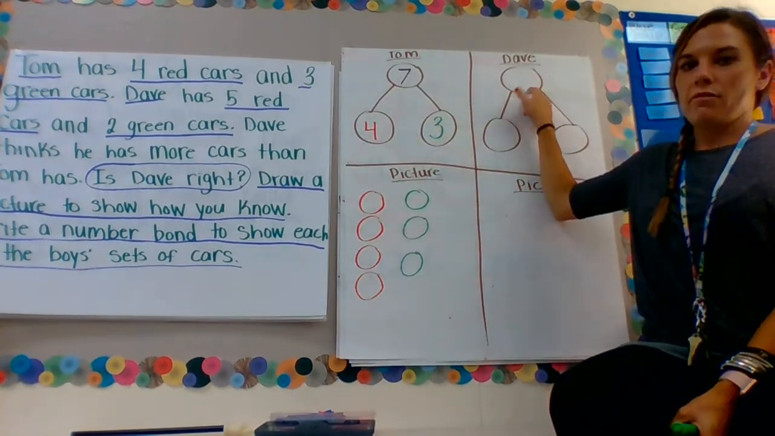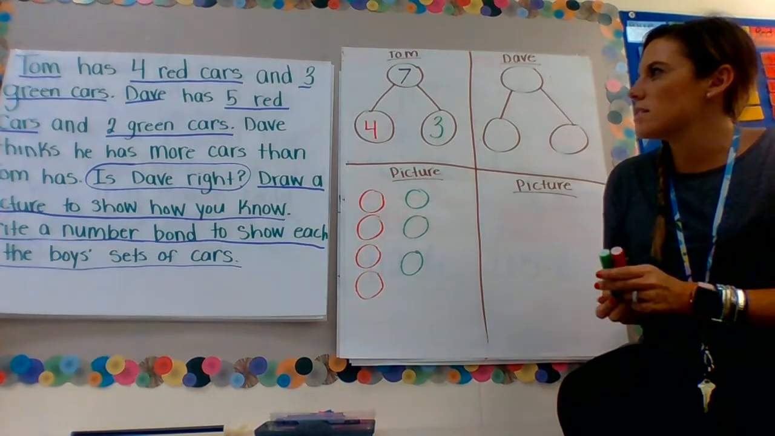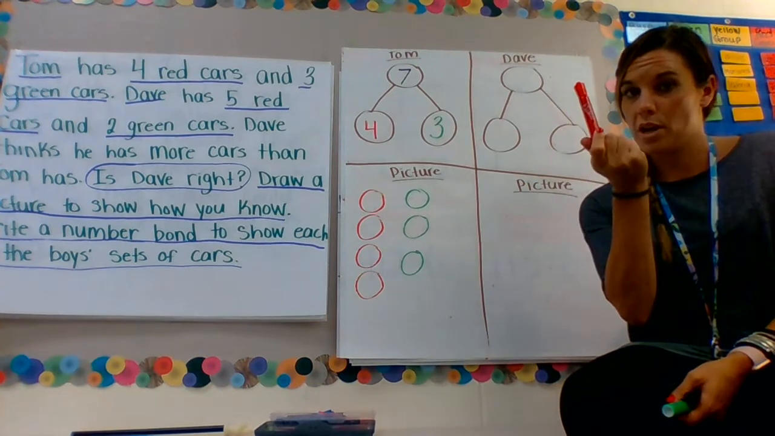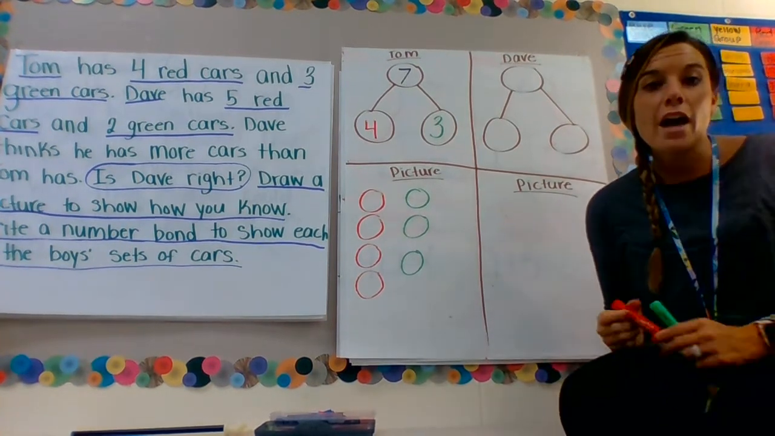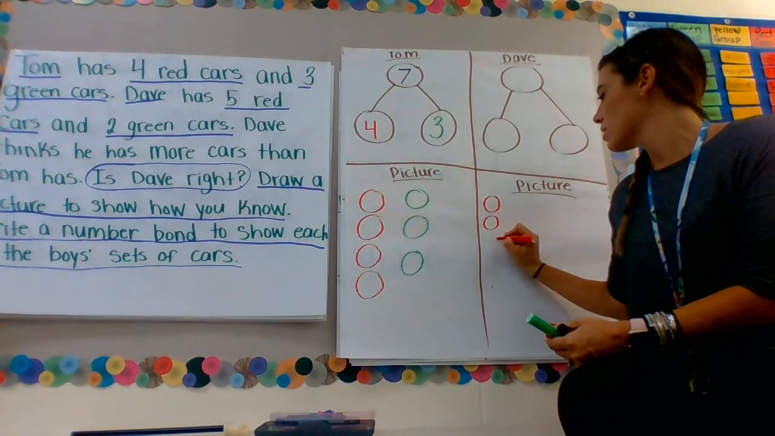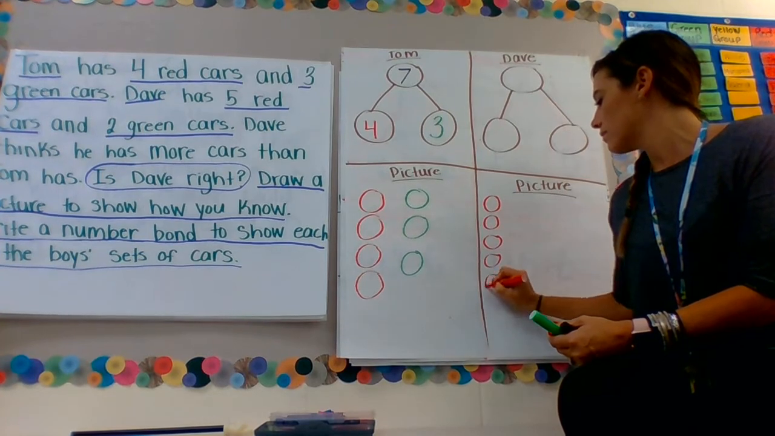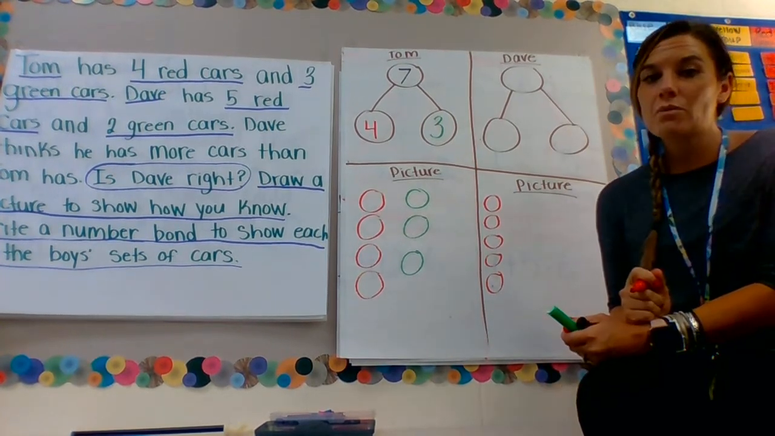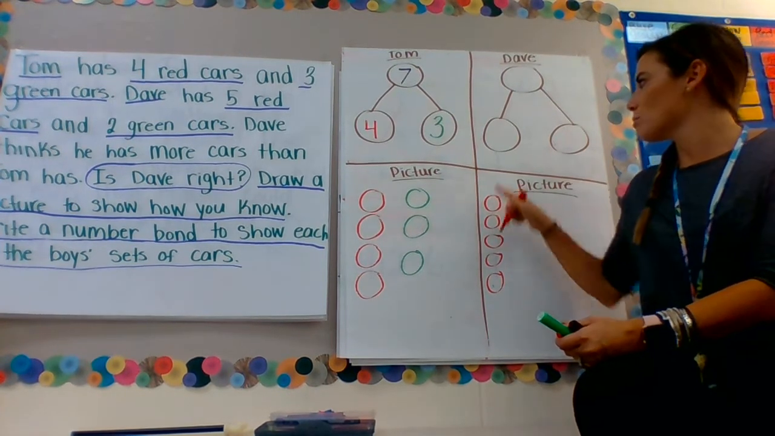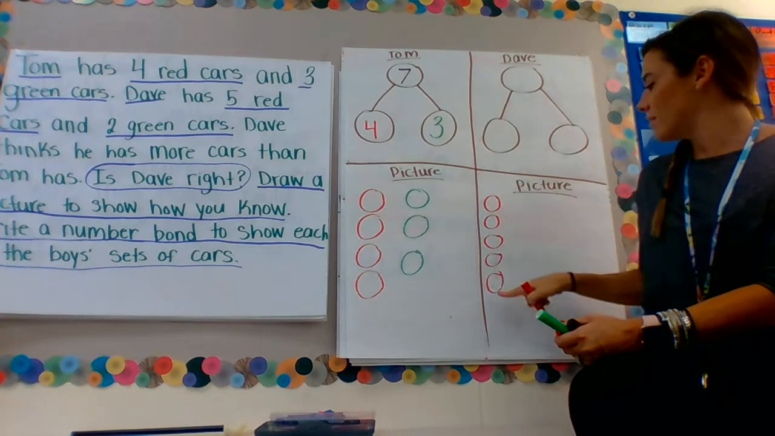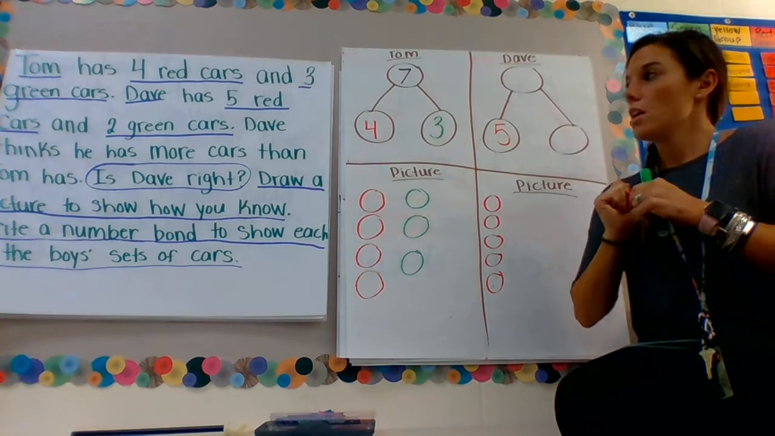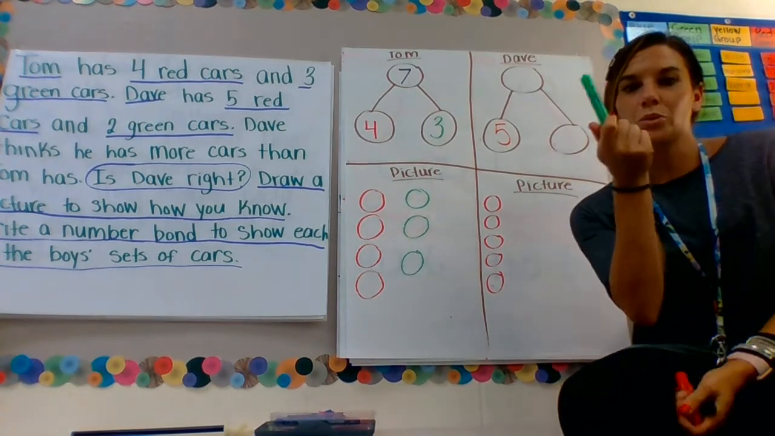Now I'm going to do Dave's side. So let's see, it says Dave has 5 red cars. So I'm going to get my red marker and I'm going to draw 5 magic circles. 1, 2, 3, 4, 5. And where am I going to write the number 5? Where on the number bond? Point. If you pointed here, you got it. 5. Okay. And he has 2 green cars.